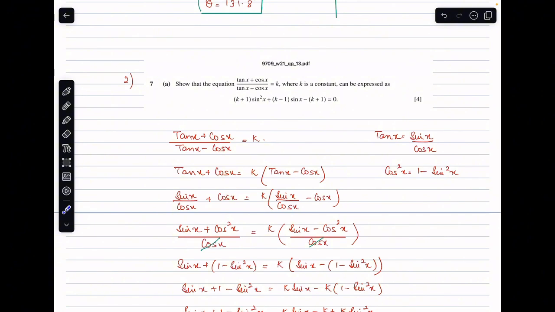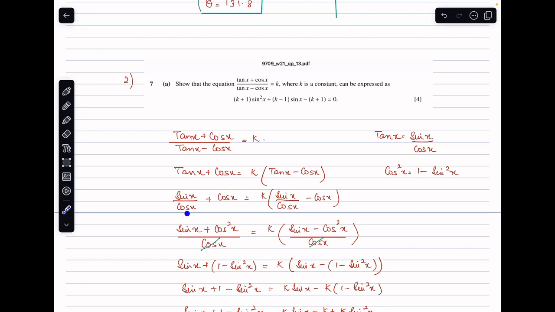So here in the given equation, it was tan of x and cos of x. So I should know that tan of x should be replaced by sin x over cos x to get the equation entirely in sine form. So in the given equation, I am saying it's tan of x plus cos of x, which is equal to k times tan x minus cos x. Tan of x can be replaced by sin x over cos x.